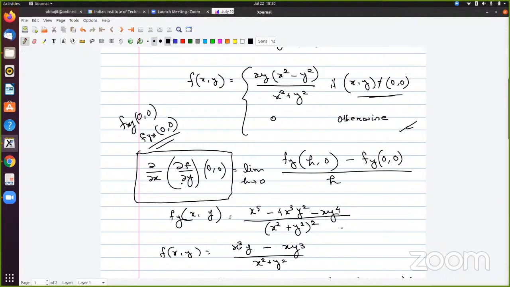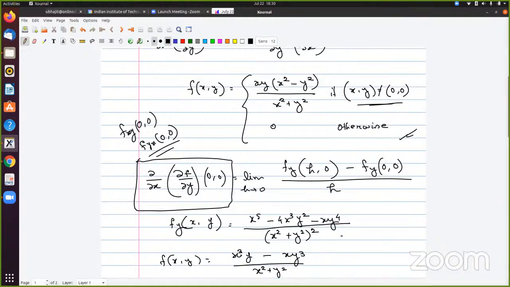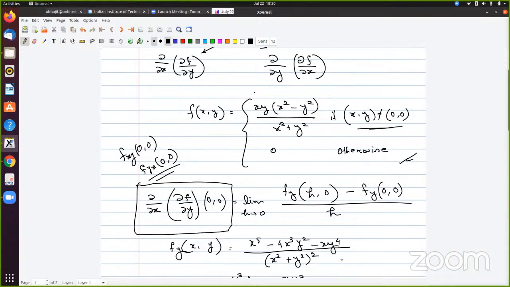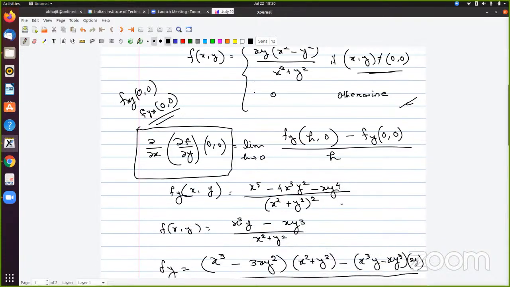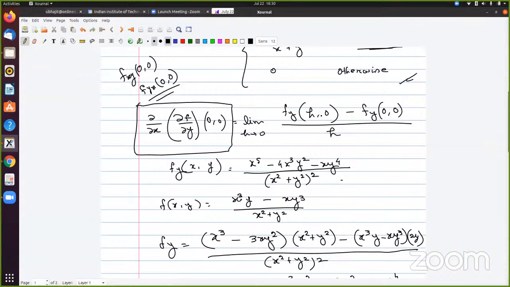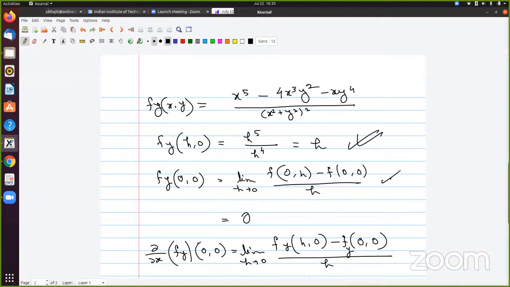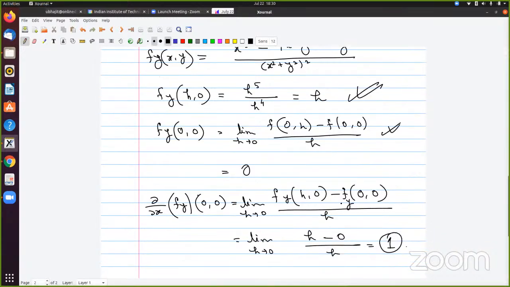This is fyx. So I think I have written here wrongly. This is your fyx, and this is your fxy. Right? This is the convention. So for that we need fy h comma 0 minus fy 0 comma 0, because we are differentiating fy with respect to x, so we have to take the increment in x. That's why we have chosen h here. So we have calculated both of these two, fy h comma 0 and fy 0 comma 0. We are just substituting it here to find this.